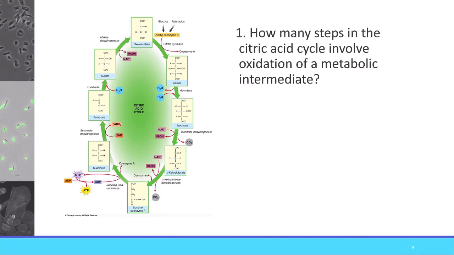And the first practice problem that we are going to do is answering the question of how many steps in the citric acid cycle involve oxidation of a metabolic intermediate.